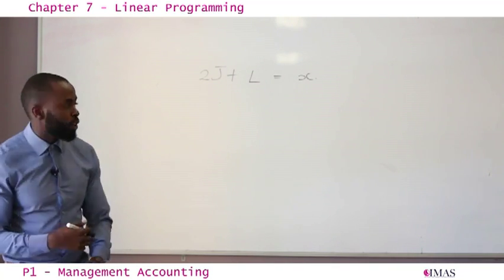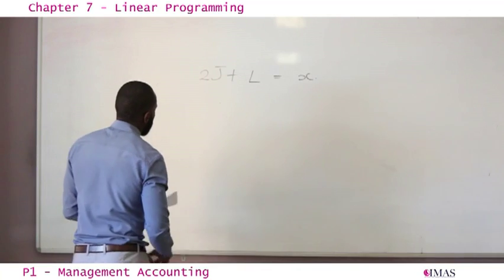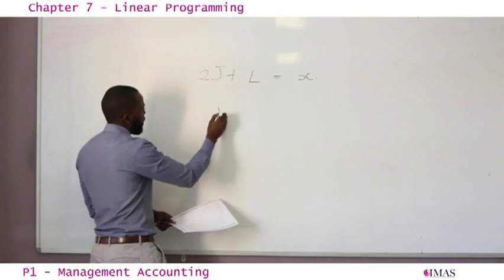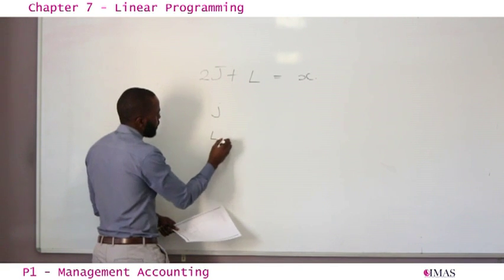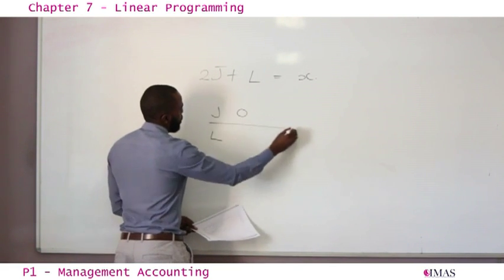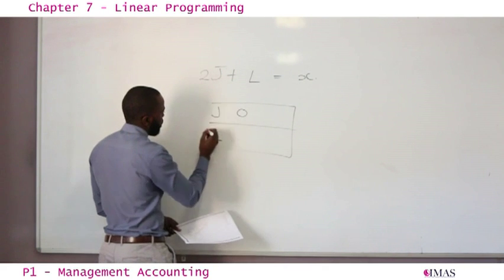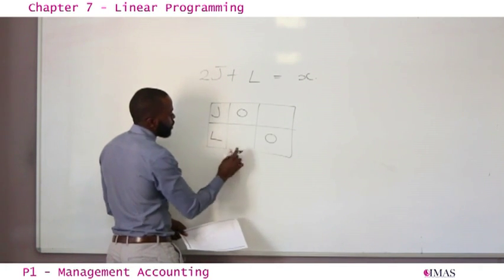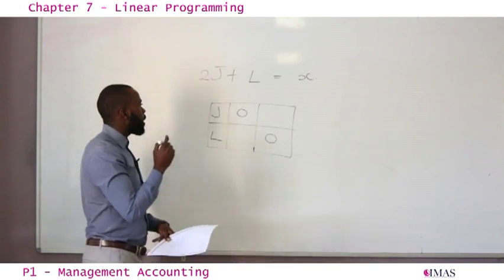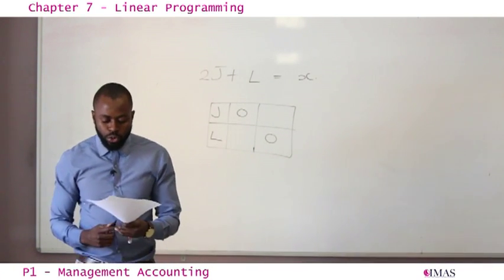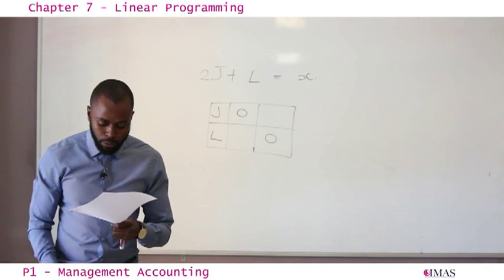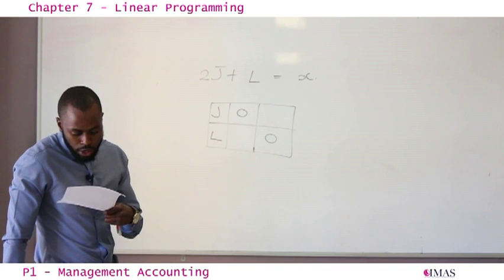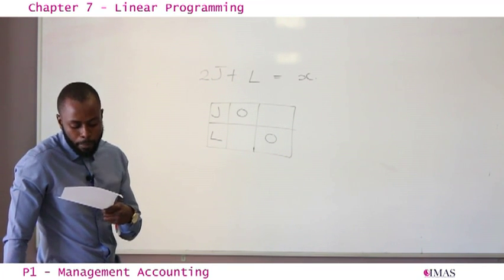So how we can get to the answer is, we know that to draw this graph, what they did is, they said if J is equal to 0, what is L? Then they said when L is equal to 0, what is J? That's the easiest way of doing it. So what we're going to do is go to our graph. Now on our graph we look at material A.